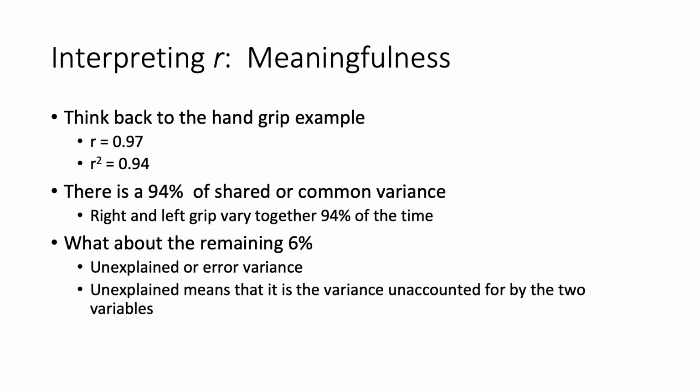The term unexplained means that it is the variance unaccounted for by the two variables. Oftentimes, you will see in research papers the authors trying to explain the unexplained or error variance by looking for other variables that account for the difference in one variable or the other.